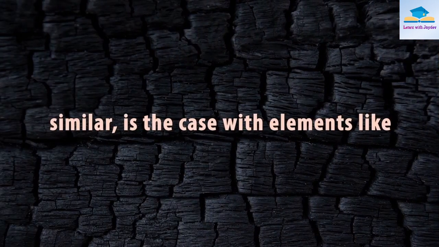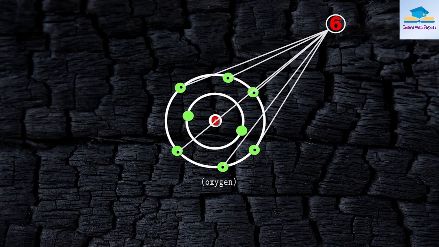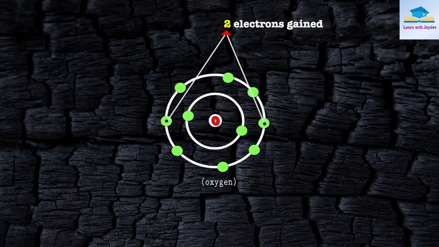Similar is the case with elements, say like oxygen. The atomic number of oxygen is 8. So, its outer orbit will have 6 electrons. Now, in order to have 8 electrons in its outermost shell, 2 more electrons need to be gained. So this is what we call valency. Here, the valency is 2.